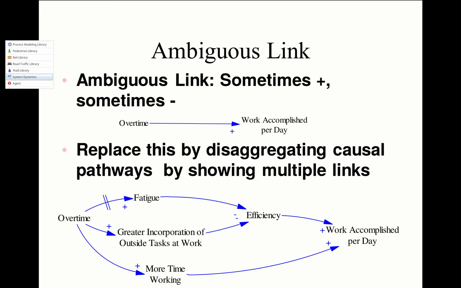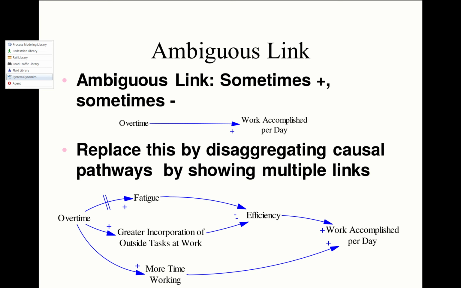And if you think about that pathway, to figure out its polarity, the rule for figuring out polarity associated with a pathway, including one that's in a loop, is to multiply the signs by the rule of signs. So let's derive each of these links, starting with the plus. If we increase overtime, all other things being equal, fatigue will increase compared to the value it otherwise would have had. So this is a plus link.